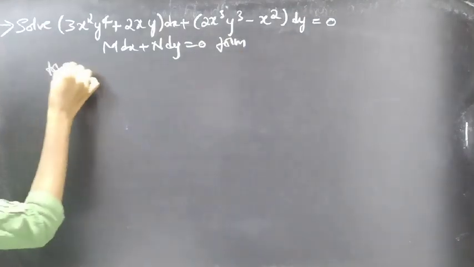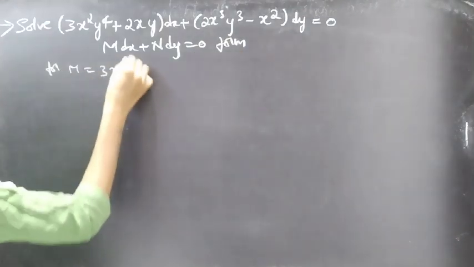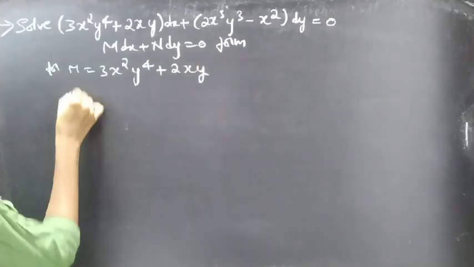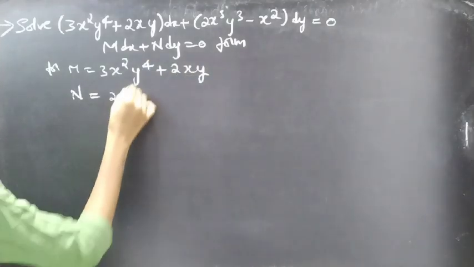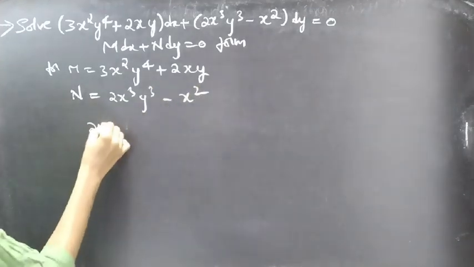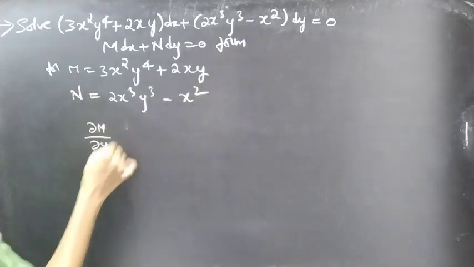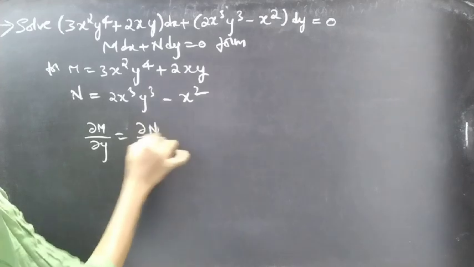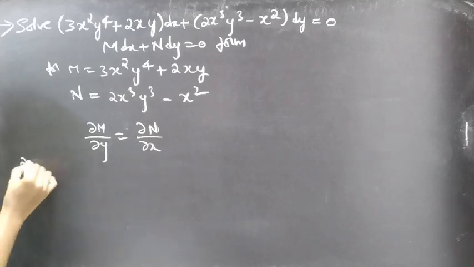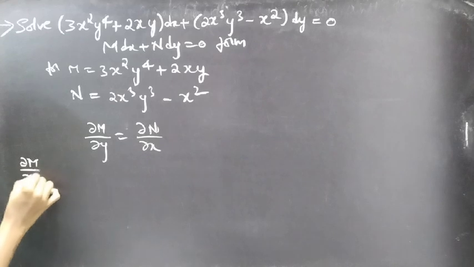For M = 3x²y⁴ + 2xy and N = 2x³y³ − x². If the partial derivative of M with respect to y equals the partial derivative of N with respect to x, then we can say that the given differential equation is exact. Otherwise, it is non-exact. So let's find the partial derivatives of M and N. I'll begin with the partial derivative of M with respect to y.